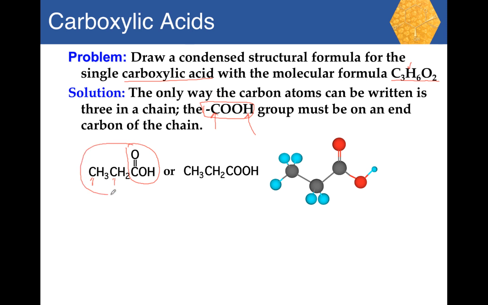So this is the structural formula of the molecule with C3H6O2. Another way of writing it is like that. So again, look out for the different ways of writing functional groups. It could be COOH or drawn out like that.